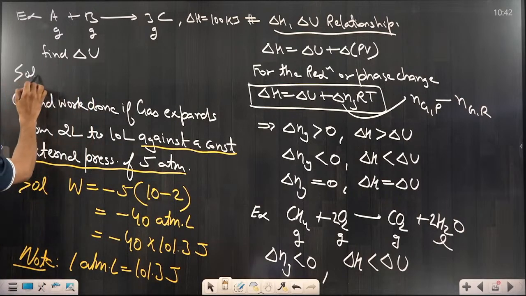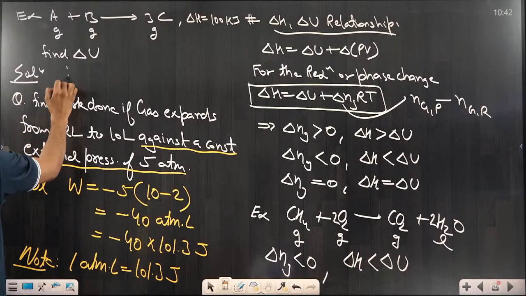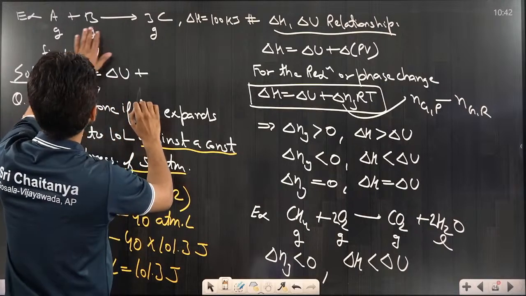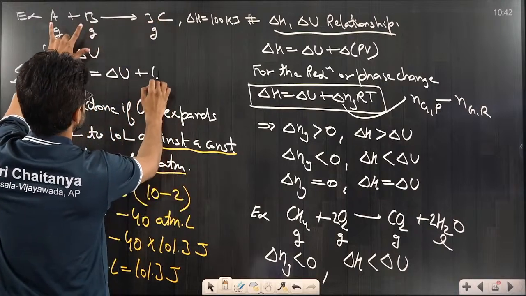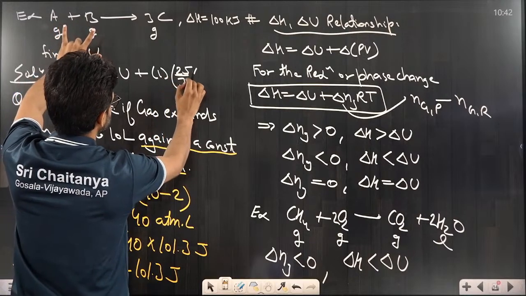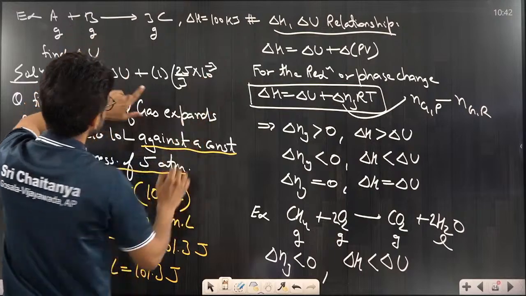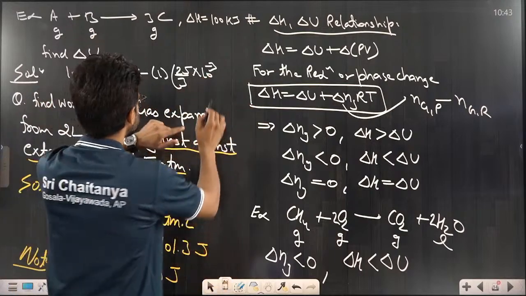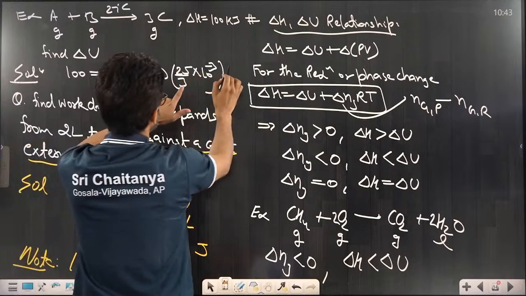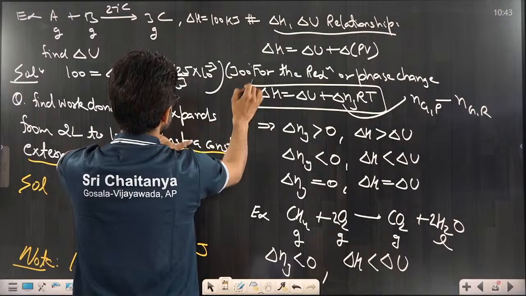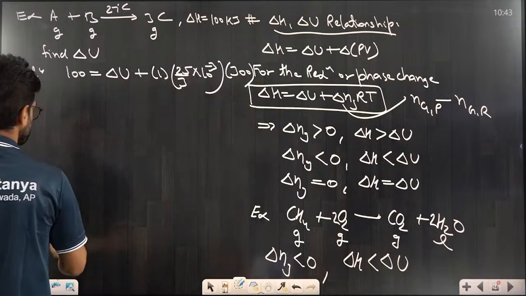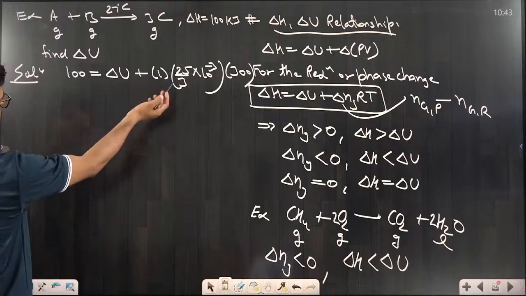What will I do here? Delta H is 100 kilojoule. Delta U I have to find. Delta Ng: 3 gas moles minus 2 gas moles, so 1. RT, what is RT? R is 25 by 3 into 10 to the power minus 3, since I am taking R in kilojoules. And T, imagine, is given as 27 degrees Celsius, so how much will it be? 300. The temperature here is 300. Clear?